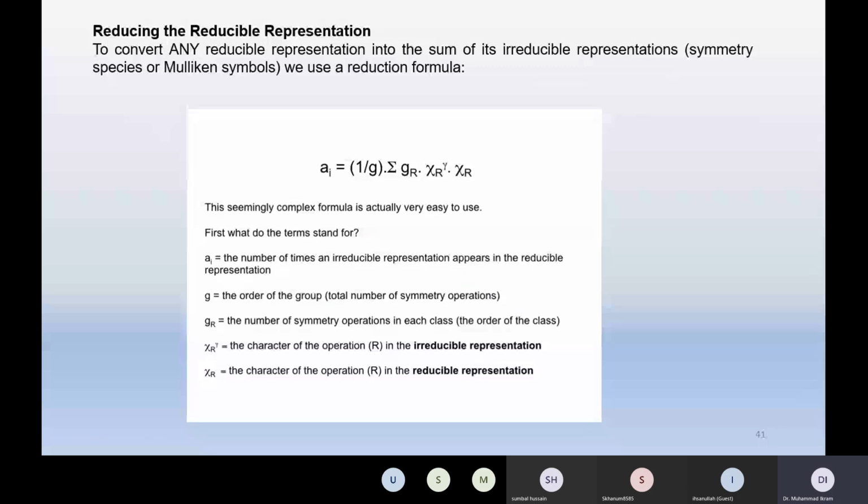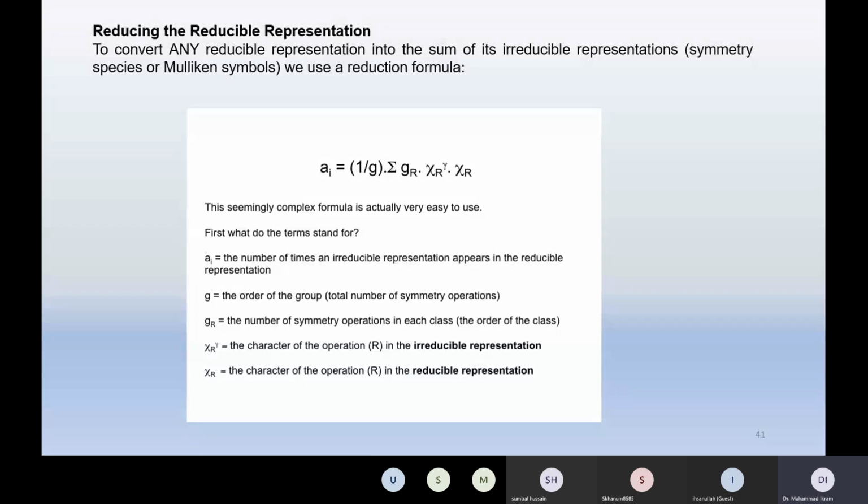Reducing the reducible representation. So now the reduction formula is this one. To convert any reducible representation into a sum of its irreducible representations, symmetry species or molecular representations, we use a reduction formula. ठीक है? जो हम molecule symbols derive करेंगे using character table, तो वो हमारे पास एक formula है which is called reduction formula. This is a_i equals 1 over g times summation g_R times chi_R (gamma) times chi_R. This seemingly complex formula is actually very easy to use. मुश्किल तो लग रहा है लेकिन बहुत आसान है.